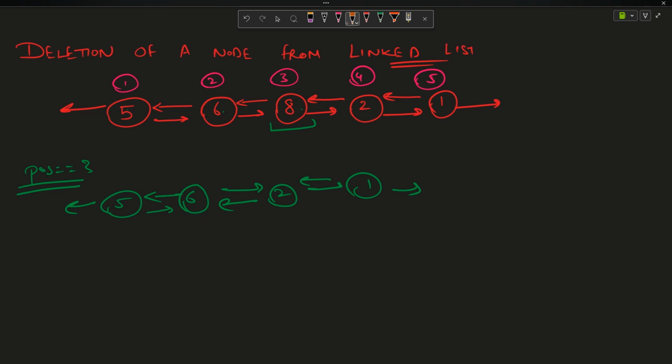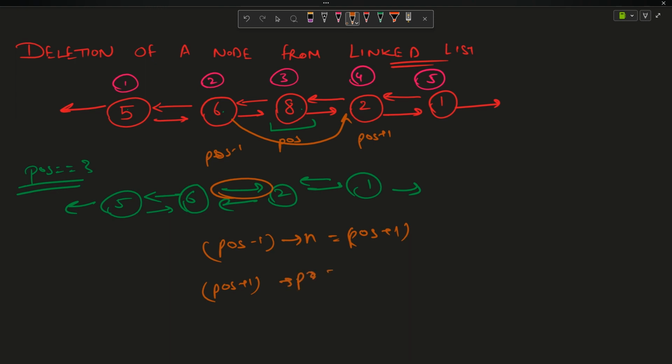So suppose this is my POS, this will be my POS minus 1, and POS plus 1. So you can see POS minus 1's next is equal to POS plus 1. This is one of the changes. That is, this node is getting connected to this. That is this connection, right? Moving on, POS plus 1's previous is equal to POS minus 1. That is this one, right? Only these two are the changes you have to see, and this node is getting deleted, right?